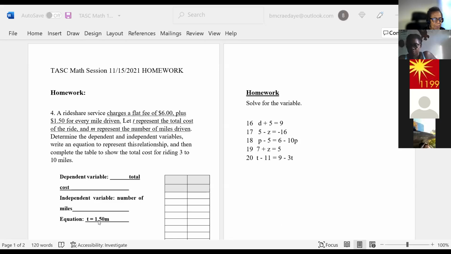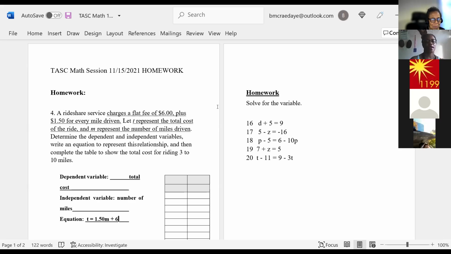Okay, Vanessa, this is 1.50 times M. That's your slope because that's $1.50 for every mile, where M represents the miles. So what do we have to put to complete this equation? Plus. When you do the plus, then you do the flat fee, which is $6. Yes, the 6. So that's your equation.